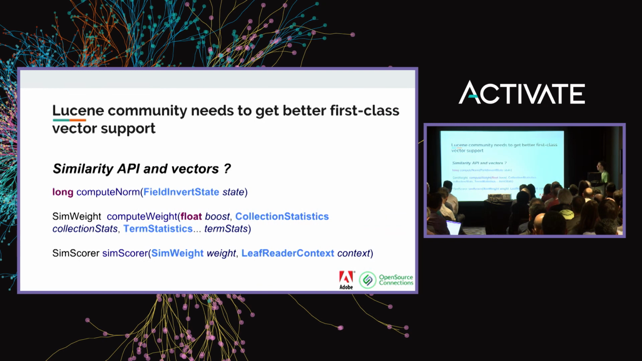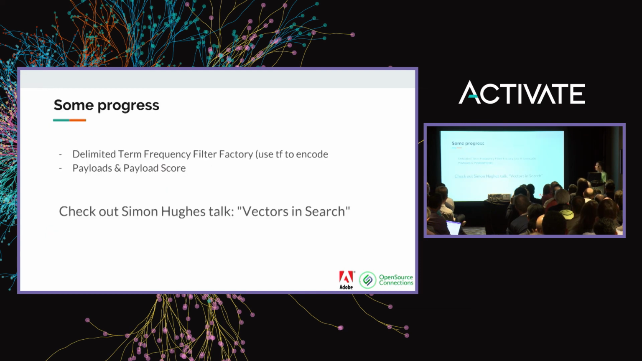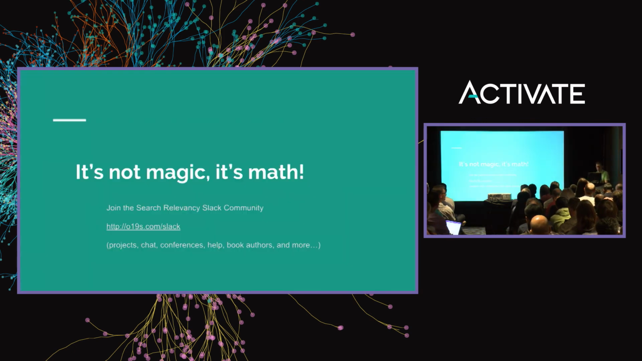I said this before, we have the similarity API, and it's very heavily built towards TF-IDF, and I think for Lucene-based search to compete in the next couple of years, it's got to be more vector focused. And there are a couple of things that give me hope. The limited term frequency filter is an interesting thing where you can hack term frequencies to be a vector weight. Payloads and payload score is another thing. Eric Hatcher deserves a lot of thanks for doing a lot of this stuff. And also, like I said before, check out Simon's talk.